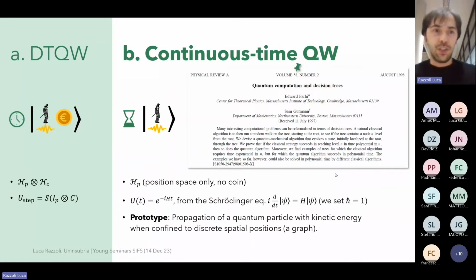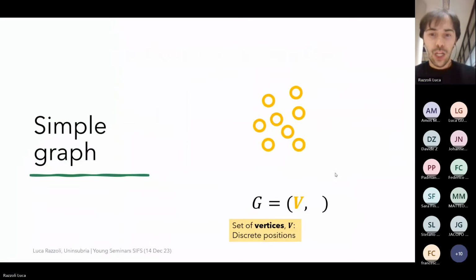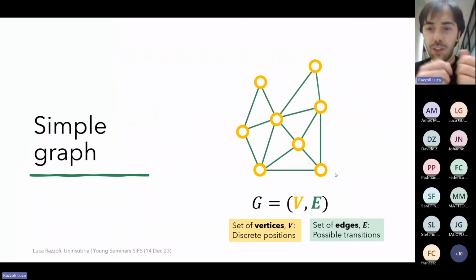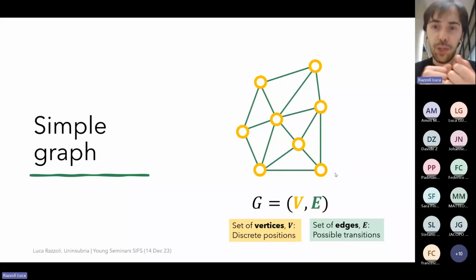So this was the discrete time model, and a few years later, with respect to the discrete one, the continuous time quantum walk model was introduced. In this case, there is no coin, and the prototype of this model describes the propagation of a quantum particle having kinetic energy when confined to discrete spatial positions, so a graph. A graph because vertices are the allowed positions, and the edges represent the possible transitions between these vertices.